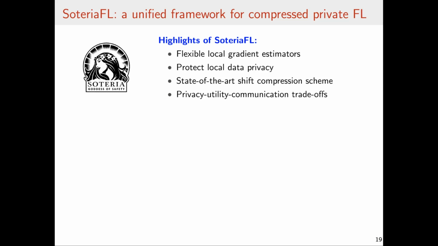We are protecting local data privacy through the use of the notion of local differential privacy, which is a stronger notion of privacy than just guaranteeing the data privacy of the entire global data set. And I believe we are also the first to look at this kind of privacy guarantee algorithmic framework when using the state-of-the-art shift compression scheme that I also introduced in the beginning of the talk. And finally, our framework comes with a comprehensive characterization of the trade-off between privacy, utility, and communication.